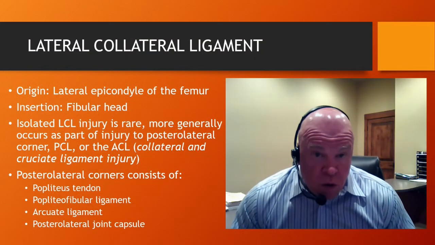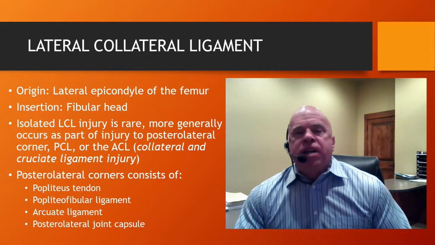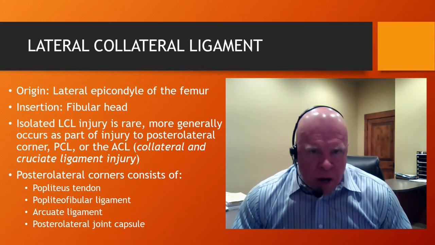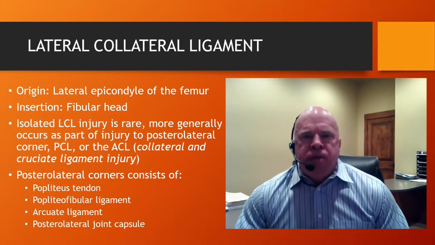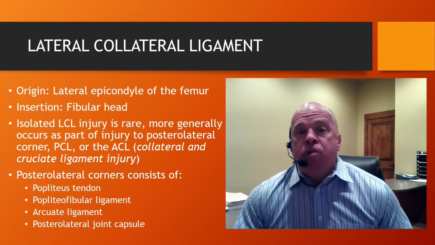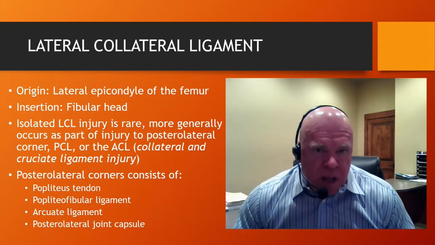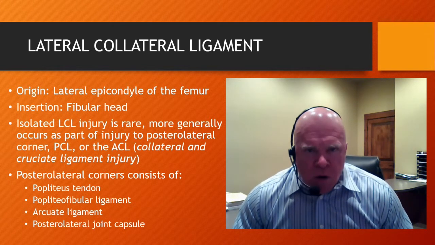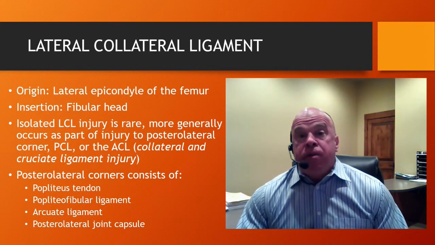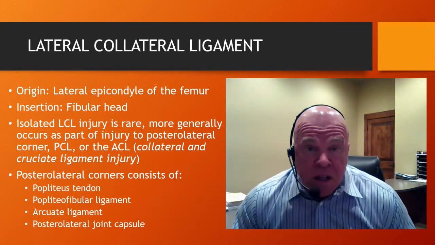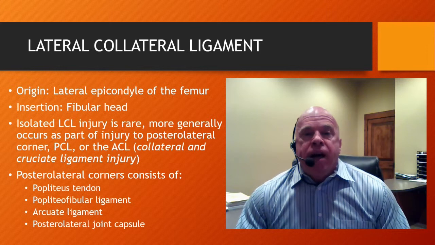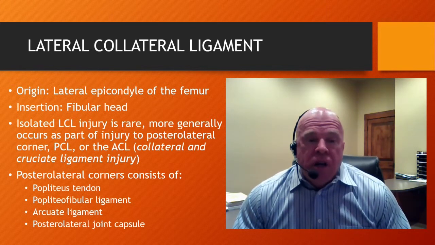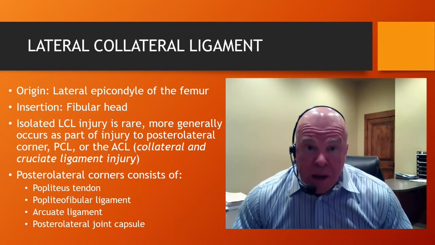Okay, so the lateral collateral ligament on the lateral aspect of the knee has as its origin now the lateral epicondyle of the femur, whereas the medial collateral ligament was attached to the medial epicondyle. And the insertion of the lateral collateral ligament is onto the head of the fibula. It's interesting. The lateral collateral ligament has no direct attachment to the tibia bone. Rather, it's attached on the head of the fibula.